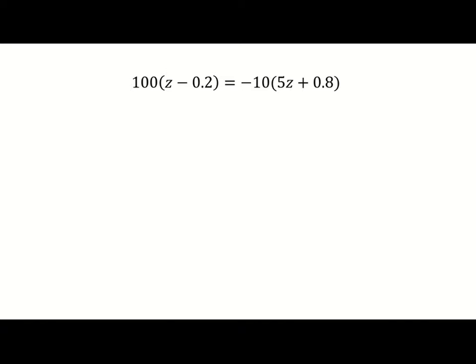Our second equation is 100 times the quantity z minus 2/10 is equal to negative 10 times the quantity 5z plus 8/10. To solve this equation, I must first distribute on both sides of the equals. So I need to work with the 100, and then I need to work with the negative 10. So I'm going to start on the left, working with the 100, and I'm going to multiply 100 with z, and I'm going to multiply 100 with 2/10.